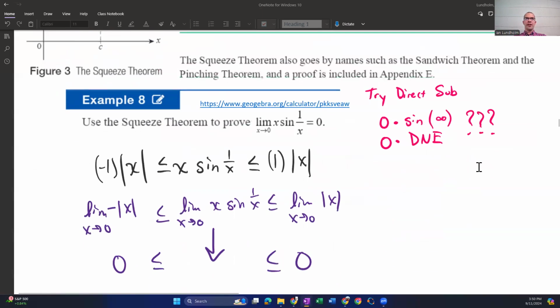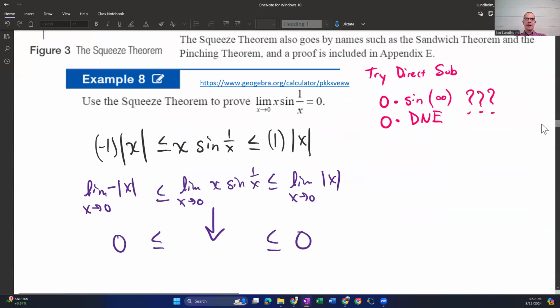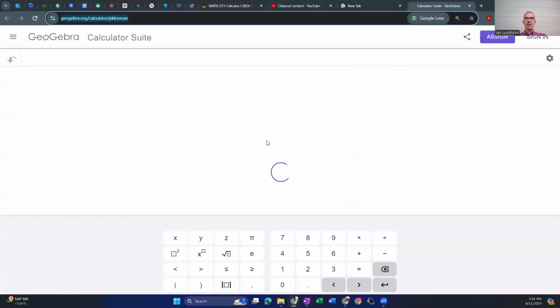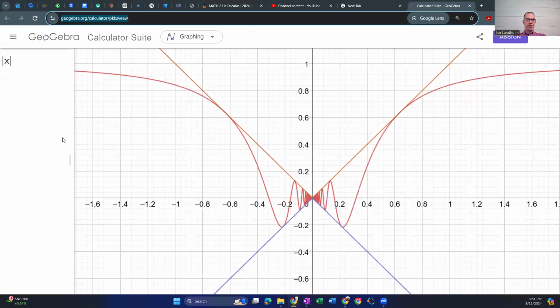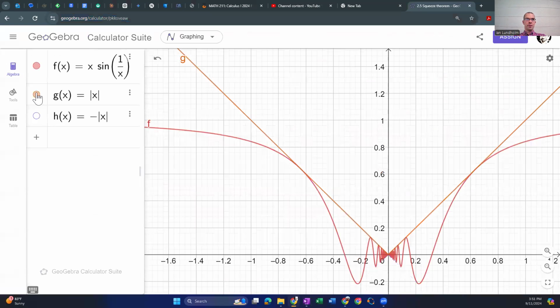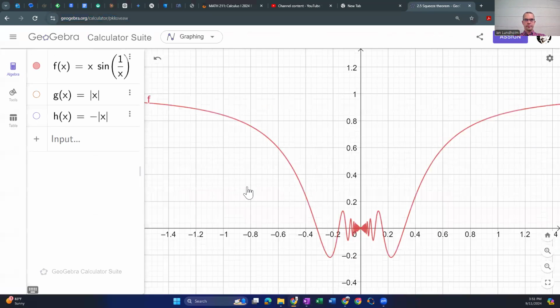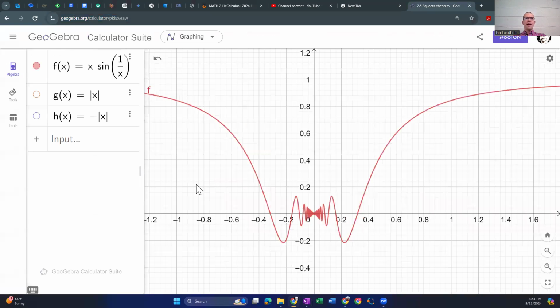Here we go. I didn't do a great job of erasing this, and that's okay. We can look at this and talk about what we're trying to do. Let's say that we're working with this misbehaving function, x times sine of 1 over x. Let's go ahead and look at this function. We're trying to find the limit as x approaches 0.